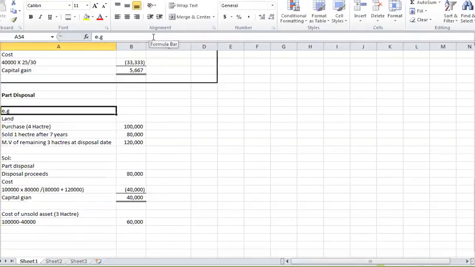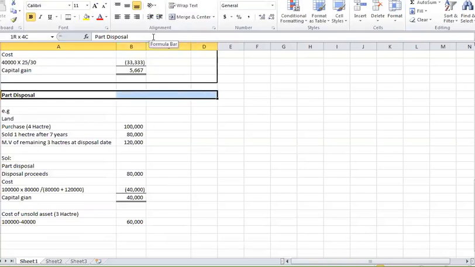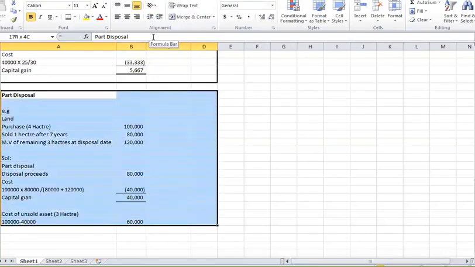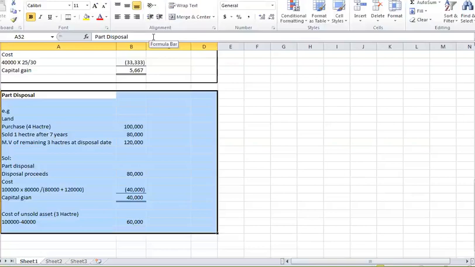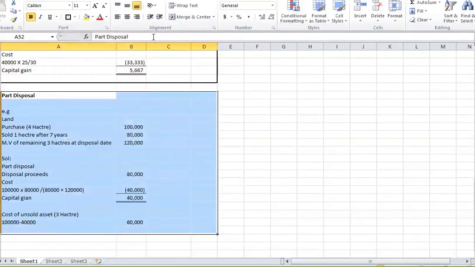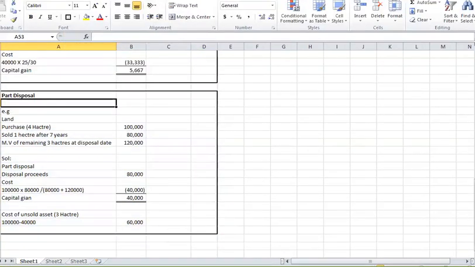So this was the topic of part disposal. In this way, you will be able to calculate gain or loss if you are not going to sell 100% of your asset, if you are going to sell only a portion of it.